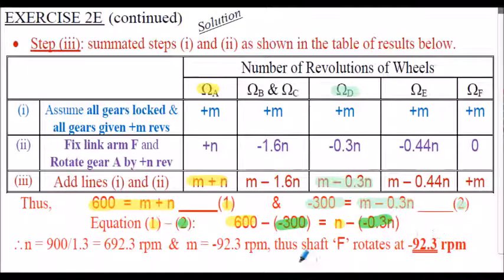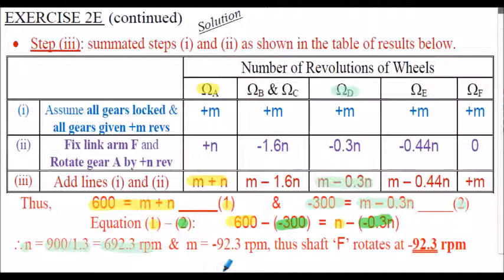So that gives me a value of n. If I rearrange this equation here, I'm going to get 900 on the left-hand side divided by 1.3 on the right-hand side. So that's where this equation is coming from. All right, so n is equal to 900 divided by 1.3. That's 900 there, that's 1.3 n there. So n is 900 divided by 1.3. That gives me 692.3 RPM.